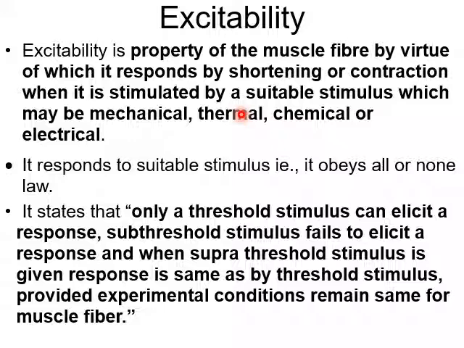So let me revise what you might have learnt about all or none phenomena in the nerve muscle properties of nerve fiber. So what is all or none phenomena? It states that only a threshold stimulus can elicit a response. Subthreshold stimulus fails to elicit a response, and when suprathreshold stimulus is given, the response is the same as by threshold stimulus, provided experimental conditions remain the same for the muscle fiber.